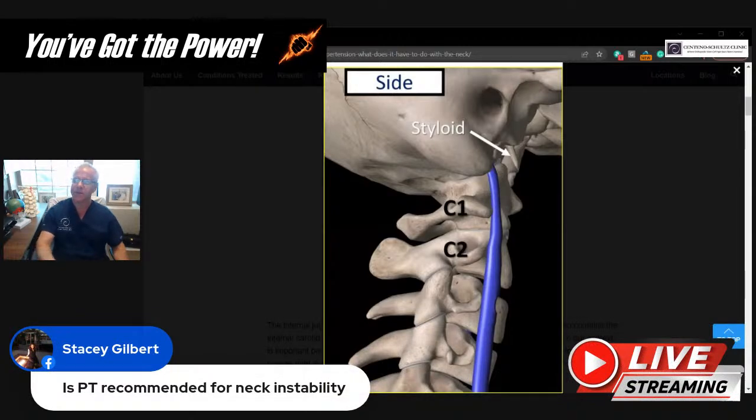Stacy, is a PT recommended for neck instability? Very specific, only after a certain amount of healing has occurred. But yes, in general, it is.